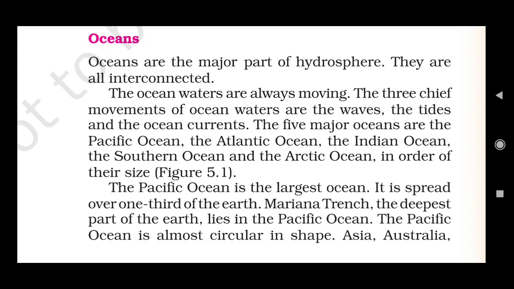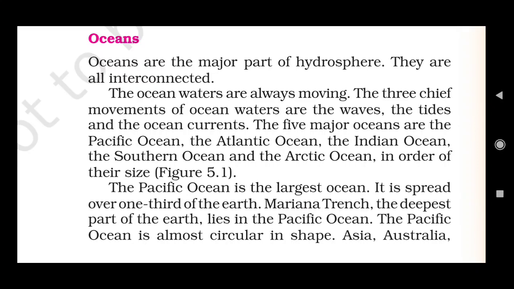The five major oceans are the Pacific Ocean, Atlantic Ocean, Indian Ocean, the Southern Ocean, and the Arctic Ocean, in order of their size, figure 5.1. The Pacific Ocean is the largest ocean. It is spread over 1/3 of the Earth. Mariana Trench, the deepest part of the Earth, lies in the Pacific Ocean.